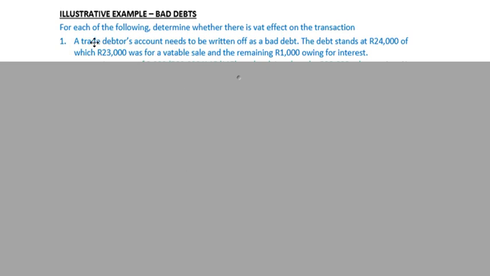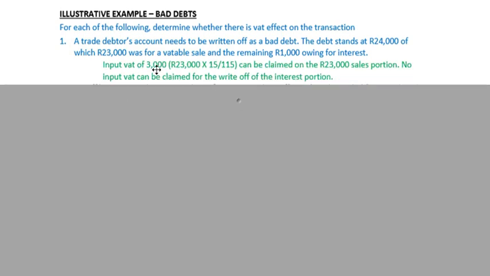It says the trade debtors account needs to be written off as a bad debt. The debt stands at 24,000, of which 23,000 was for a vatable sale, the remaining 1,000 for interest. So what are you going to do? You're going to say, listen, it's a local debtor, 23,000 of it. So I'm going to claim a bad debt, and the inputs on that bad debt was 23,000 times 15 over 115. And on the interest portion, interest is an exempt financial service, so I can't claim any VAT. So there it is, input VAT of 3,000 on the VATable portion, and then no input VAT on the write-off of the interest.